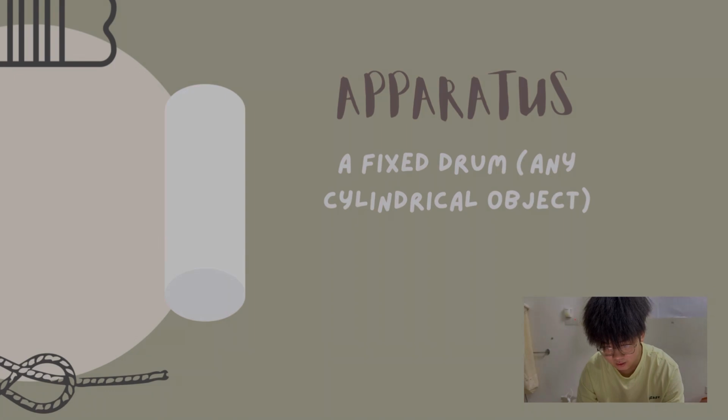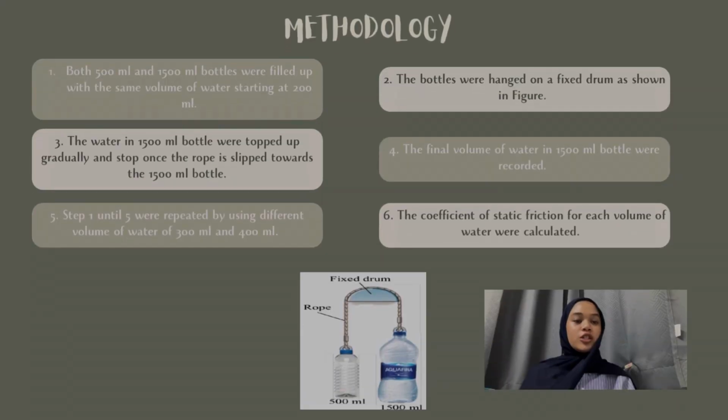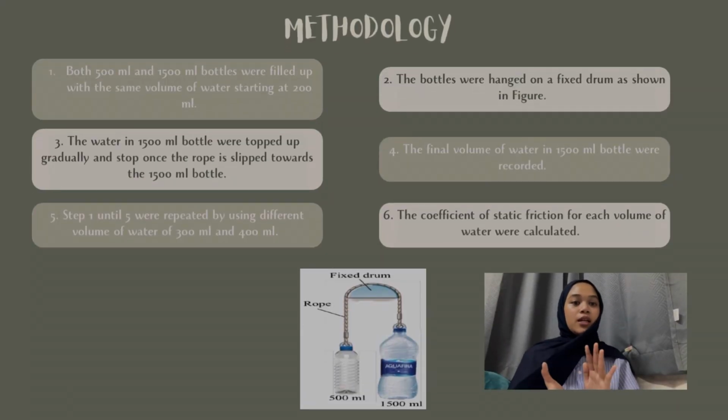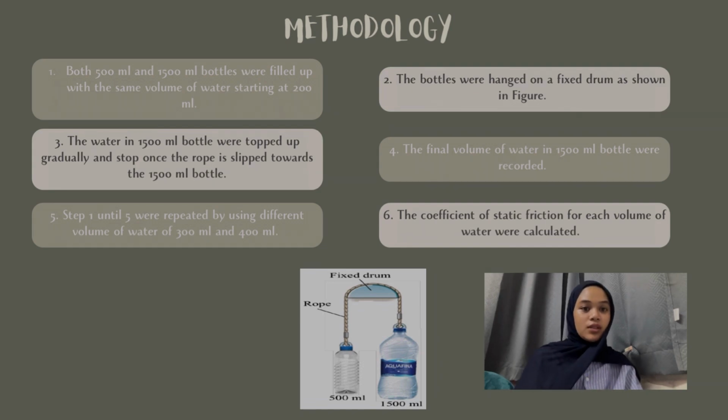and a fixed drum. The methodology of this experiment is, firstly, both the 500 ml and 1500 ml bottles were filled with the same volume of water, starting at 200 ml. The bottles were hung on a fixed drum as shown in the figure. The water in the 1500 ml bottle was topped up gradually and stopped once the rope slipped towards the 1500 ml bottle. The final volume of water in the 1500 ml bottle was recorded.